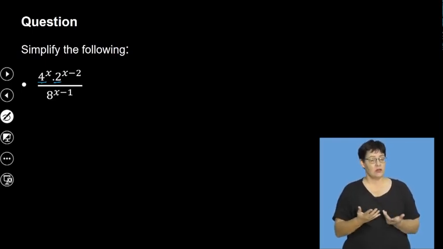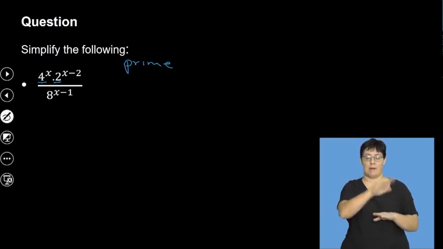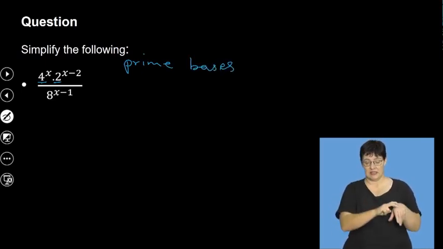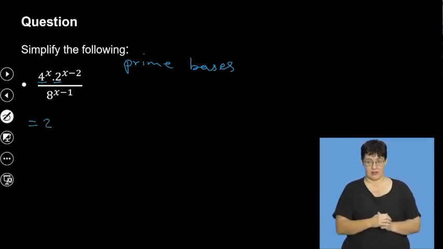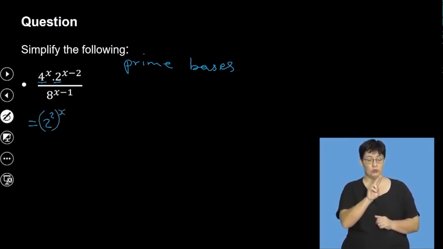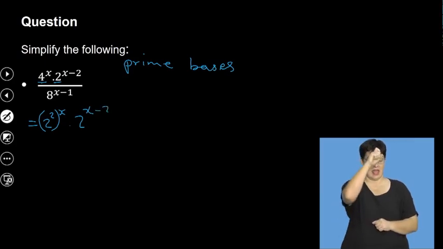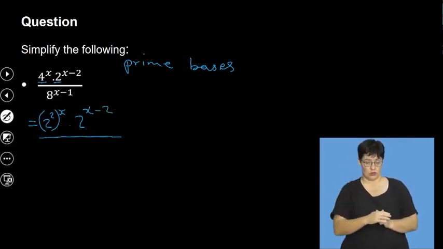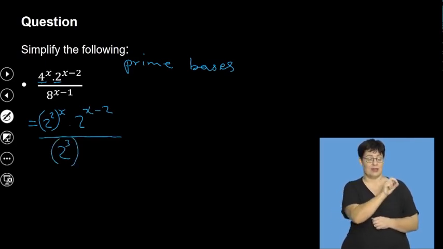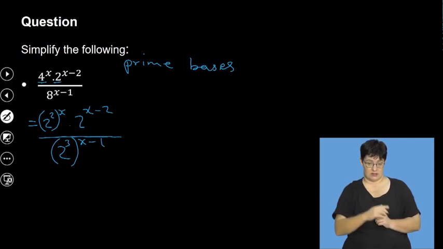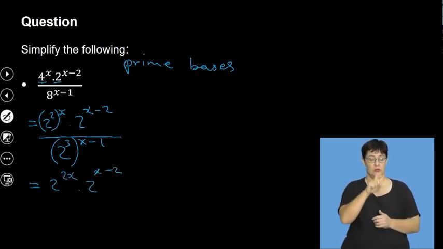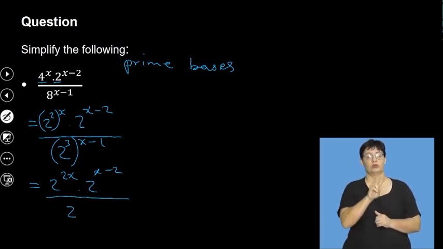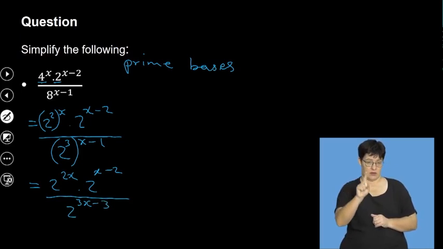So where do we go? We go to the concept of prime bases. That's the main thing that we need to look at here. So you know 4 can be written as 2 squared, which will give me 2 squared, I will open brackets there, x multiplied by 2 to the exponent of x minus 2, divided by 8 can also be written as 2 cubed to the exponent of x minus 1. And then you apply your laws of exponents here. This will give me 2 to the exponent of 2x multiplied by 2 to the exponent of x minus 2, all divided by 2 to the exponent of 3x minus 3.